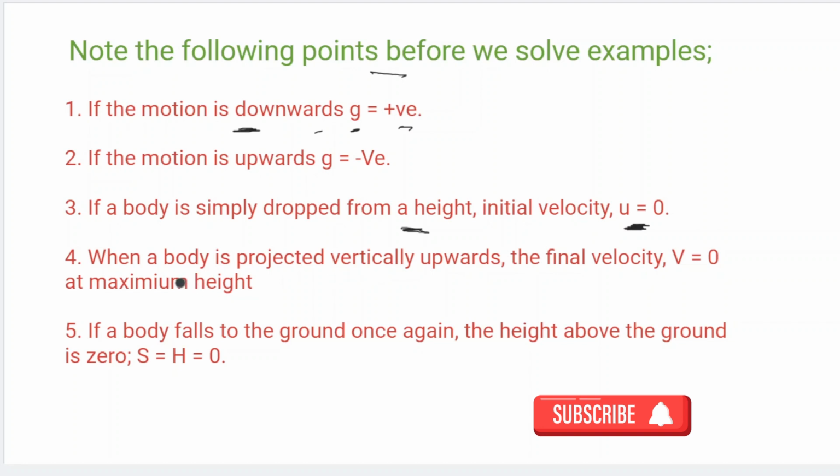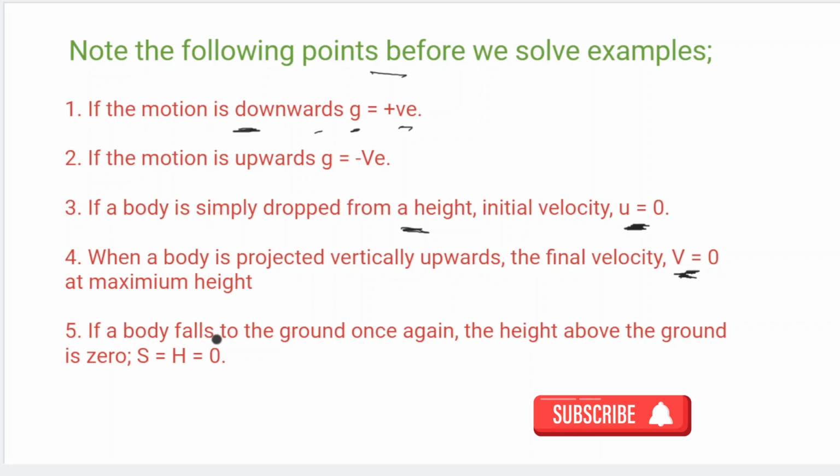Number four, when a body is projected vertically upwards, the final velocity v at maximum height will be 0. So if you throw something up, the point where it stops before it starts falling back down, at that point, v, the final velocity, is always 0. When we are calculating, we're going to be using these rules to do the calculations. That's why we are learning them.